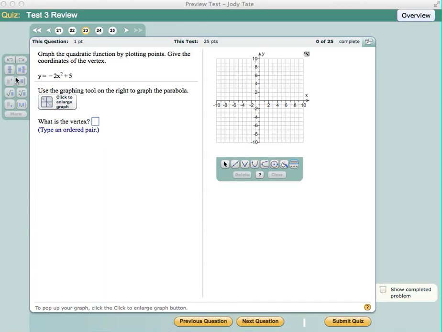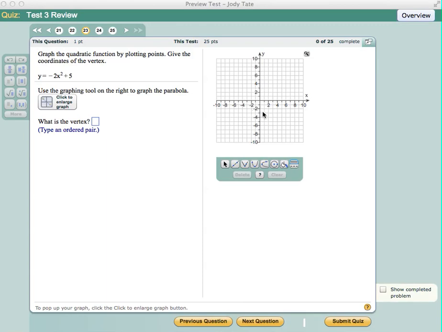This short video is going to go over how we can graph in MyMathLab, choosing the ordered pairs or the points that we want to plot.